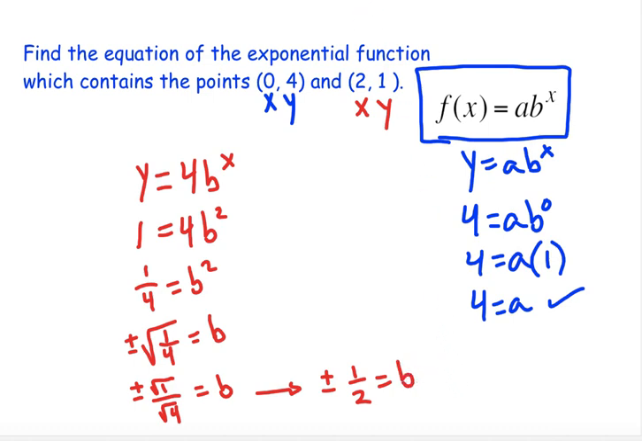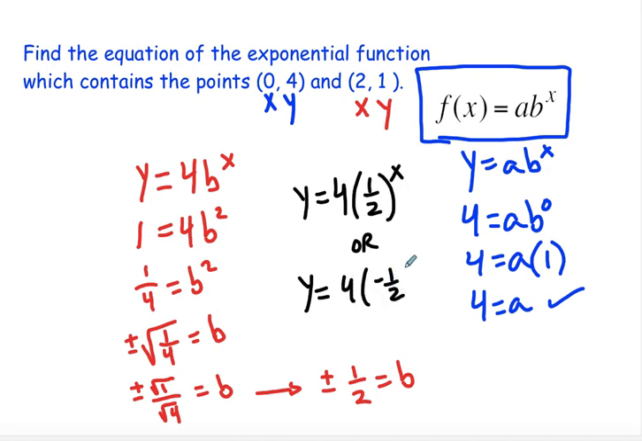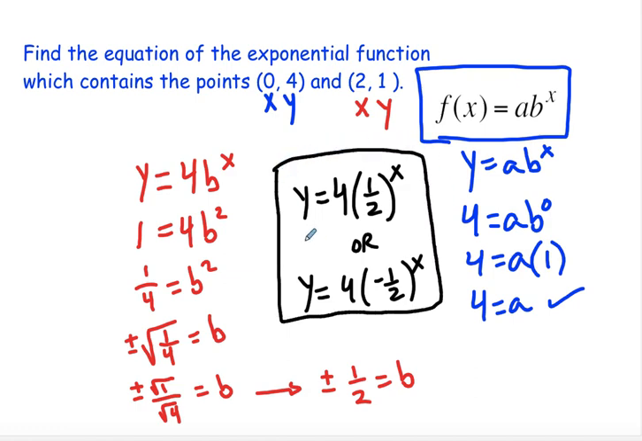That means we can choose either one of these values for b. So my final answer could be y equals 4, because that's what a was, times 1/2 to the x power. Or I could do y equals 4 times negative 1/2 to the x power. One would be growth, one would be decay, but they would still go through these same 2 points. If you're a little unsure of that, just graph them in your calculator and you'll see that they go through the point (0, 4) and the point (2, 1).